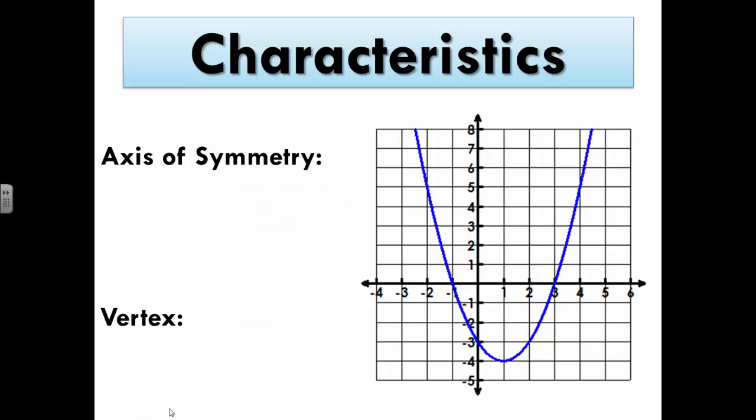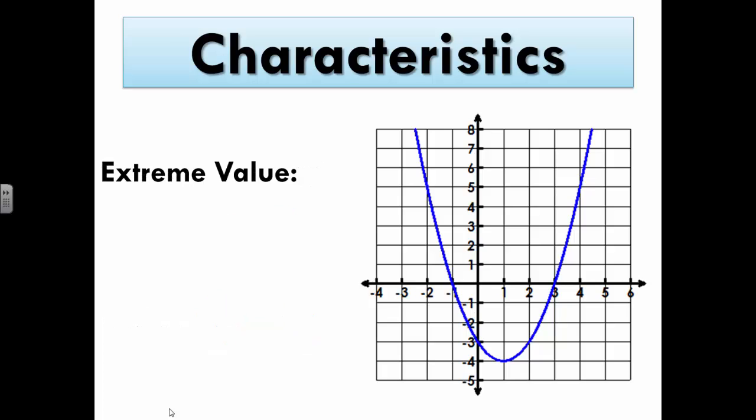Next, we're looking for the axis of symmetry, and that's where it folds right in half. It's always going to be a vertical line of x equals, and then for this graph it's x equals 1. The vertex, that's the dip, the change in those values. Where is that one? And it's at 1, -4.